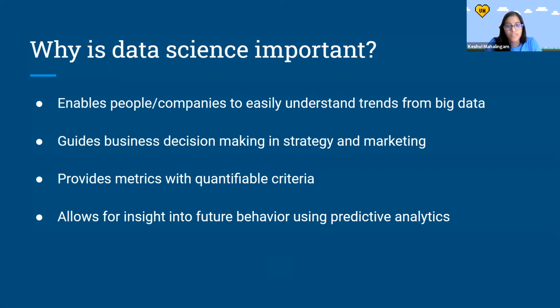And data analysts will often be hired by new companies who come to them with specific problems. For example, a business might want to predict the price of a commodity, and they might hire a data analyst to help them do that. So basically, data science just allows us to easily understand trends from raw data, which is just a bunch of numbers. It also guides business decision making, provides us with metrics, with quantifiable criteria, and allows for insight into future behavior. And this is really, really important for businesses, especially.